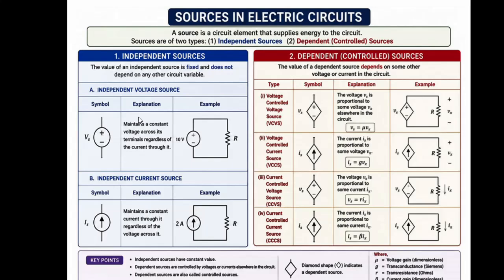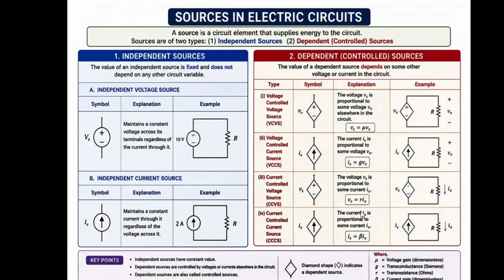In a similar way, we are going to define the dependent sources. The other name for dependent sources is controlled sources. How can we define a dependent source? The value of the dependent source depends on some other voltage or current in any branch in the circuit. Now this dependent source is again classified into four types: voltage controlled voltage source, voltage controlled current source, current controlled voltage source, and current controlled current source.